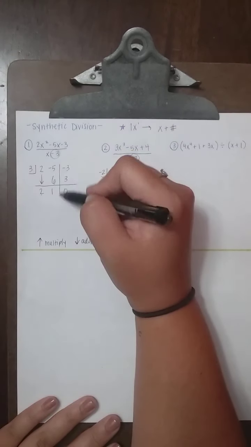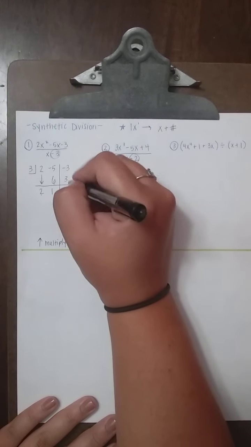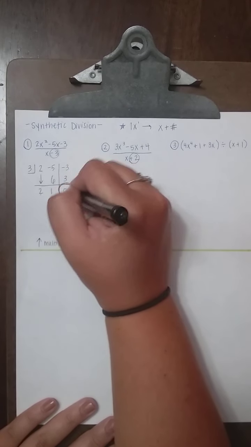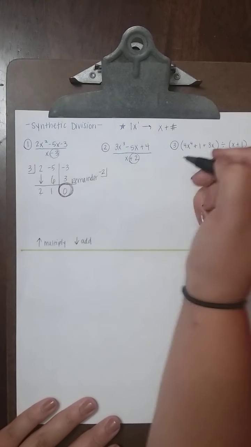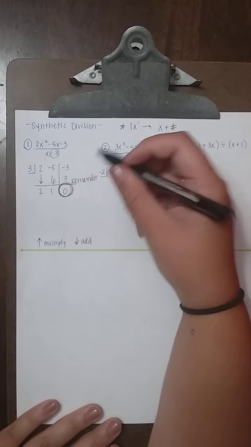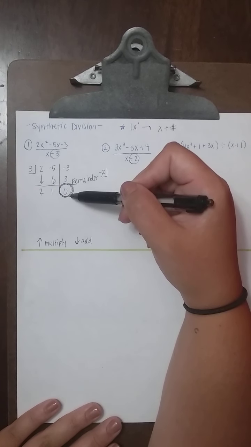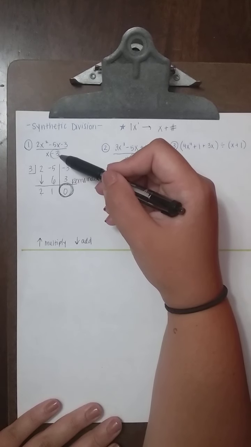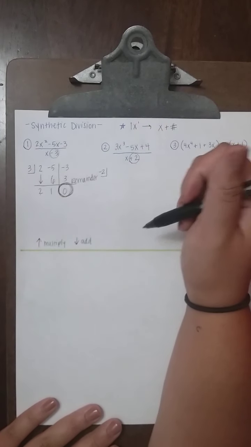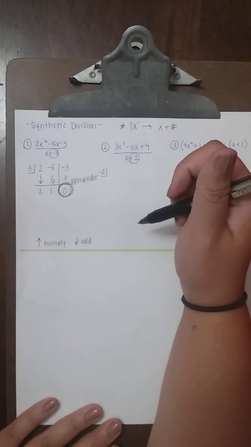Okay, the reason that we block off this last little piece down here is because anything right here is going to be our remainder. So we're blocking off a spot to keep our remainder. So in this case, there's no remainder, right? Which means that this one works out evenly, okay? X minus 3 is a factor of 2x squared minus 5x minus 3, right?